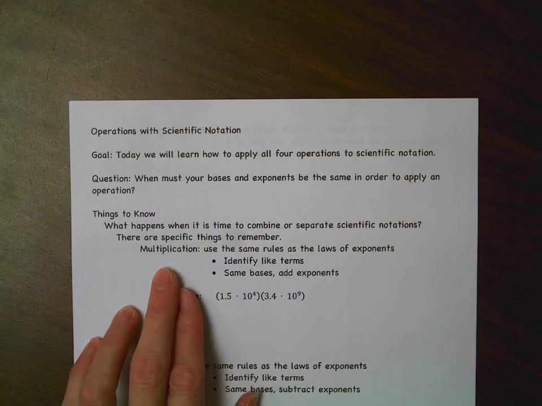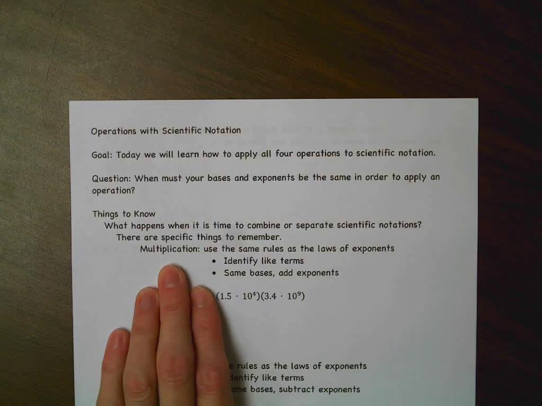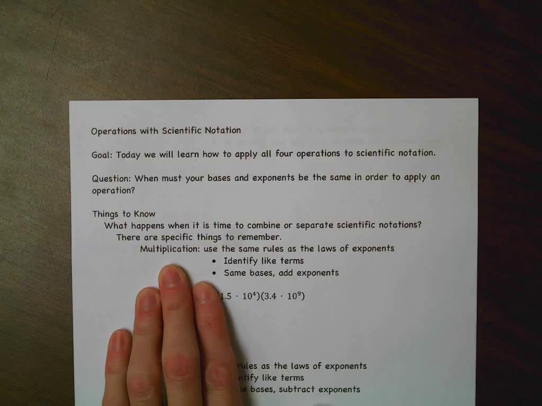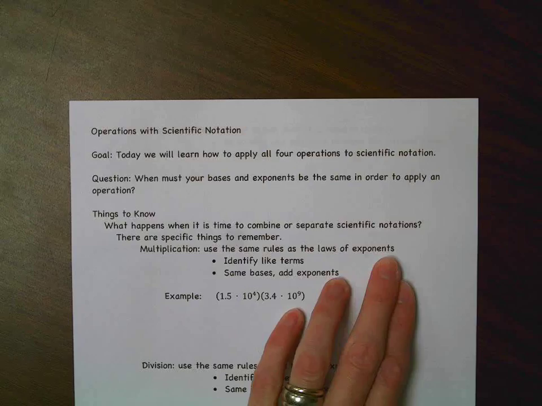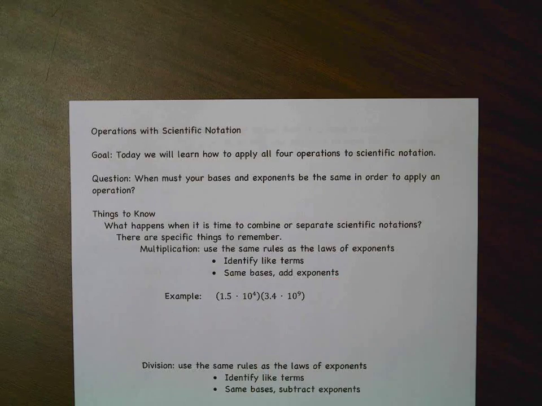Let's talk about multiplication first. When you're multiplying two numbers that are written in scientific notation, you have to use the same rules as the laws of exponents, okay? And so what we're talking about is your bases have to be the same. If your bases are the same, then you just add the exponents. So I want you to think about that for a minute. Are all bases the same in scientific notation? The answer is yes, because they're all being multiplied by the base of 10. So your bases are already the same, so that's easy.